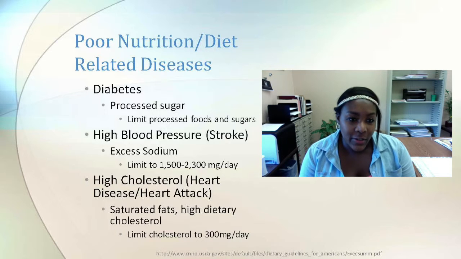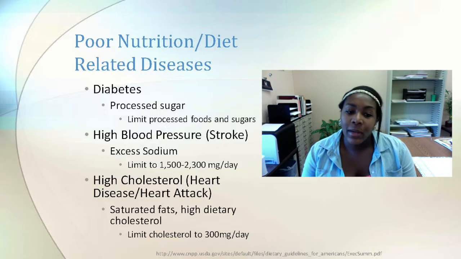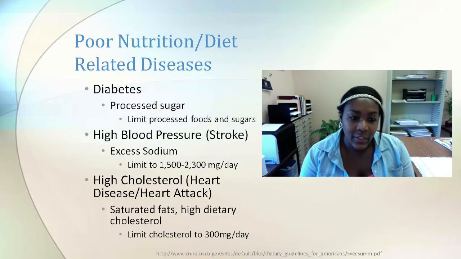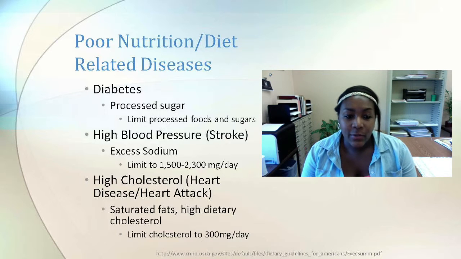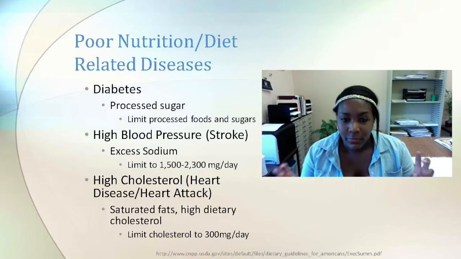High blood pressure is another nutrition and diet related disease, which can lead to stroke, generally caused by excess sodium. So the USDA recommends that you limit that to between 1,500 to 2,300 milligrams a day. 1,500 if you're already at a risk group, which would be African American, over 50, 2,300 for most regular people.